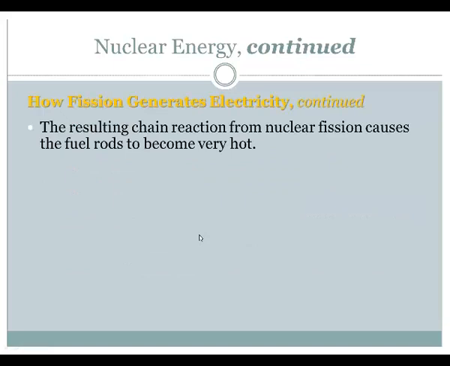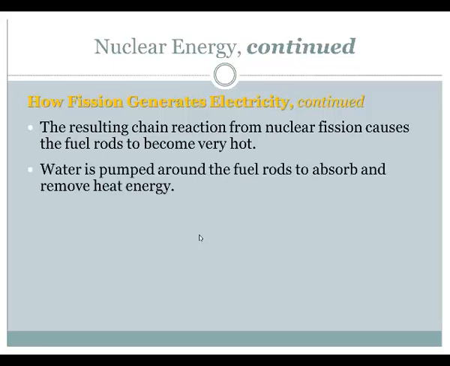The resulting chain reaction from nuclear fission causes the fuel rods to become very hot. So heat is released, light is released. We then pump water around the fuel rods to absorb and remove the heat. The water that is pumped around the fuel rods is a separate circuit from the water that is actually used in the generators. The reason that it is separate is because the water then becomes very radioactive. You don't want radioactive material coming in contact with individuals that are working with the reactor itself.